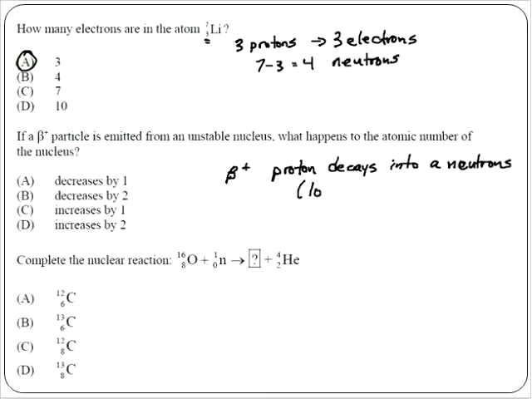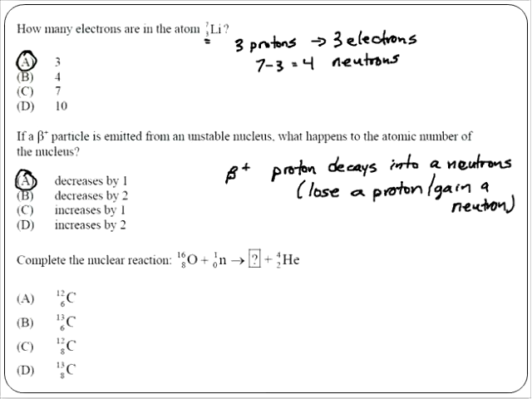So what that means is we lose a proton, but we gain a neutron. But losing a proton is the important part for the atomic number, because the atomic number is the number of protons. So if we lose a proton, that means the atomic number will decrease by 1. If that were a beta negative, it would be the opposite. It would increase by 1.